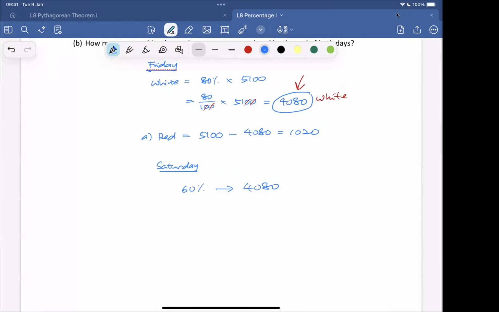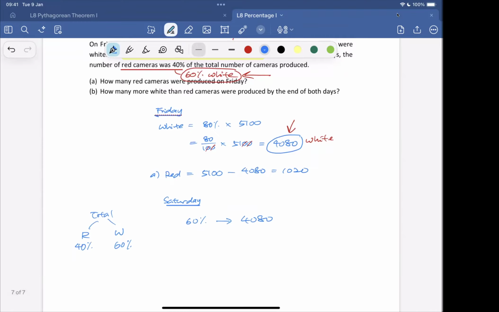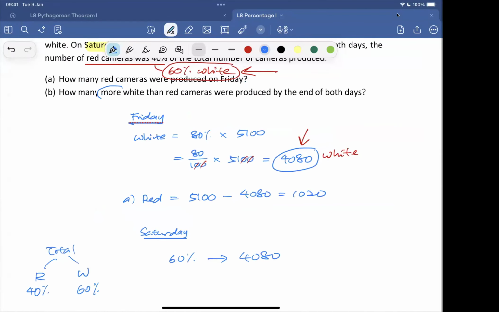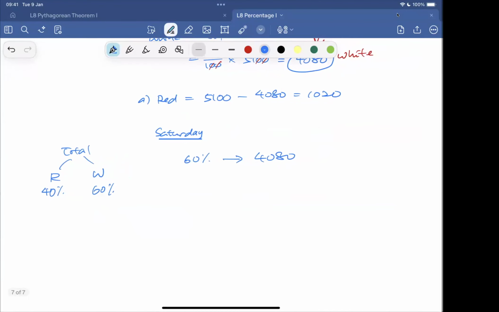Correct. That means if 60% is white, let's talk about the total. Red and white. 60% is white. How many percent is red? So what is the question asking? How many more? So if you have 40% red and 60% white, can you tell me how many more percent? How many more percent?